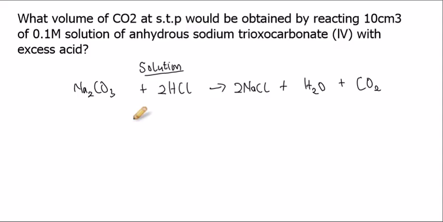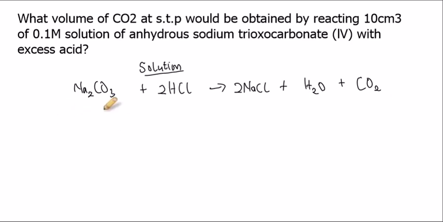And from the equation, we are to determine the volume of carbon dioxide that will be produced at s.t.p. We are given information about anhydrous sodium trioxocarbonate 4. We know the molarity and we know the volume that reacted, but we do not know the volume of carbon dioxide that will be produced at s.t.p. So in that case, we'll be dealing with anhydrous sodium trioxocarbonate 4 and carbon dioxide. From the equation above, we can say that 1 mole of anhydrous sodium trioxocarbonate 4 will yield 1 mole of carbon dioxide at s.t.p.